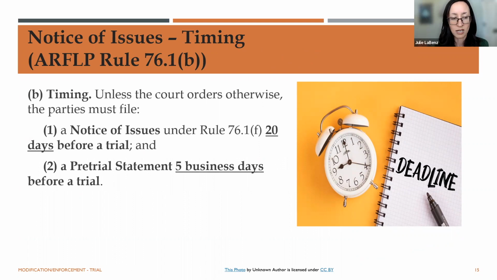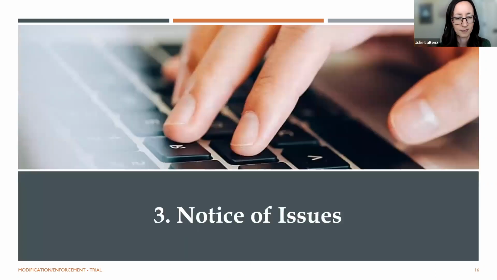So the 20 days before trial are 20 calendar days. And then the 5 business days before, or the 5 days before trial for the pretrial statement, are business days. So that means you don't only count days the court is open. You do not count holidays or weekends in calculating those 5 days.